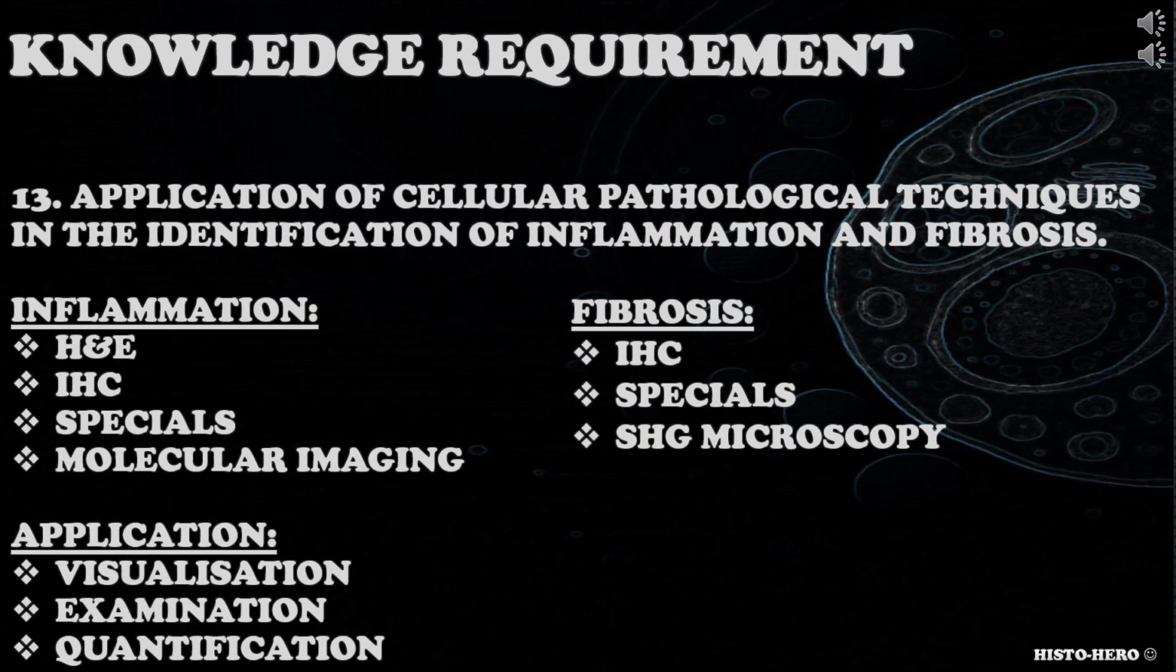The 13th knowledge requirement is application of cellular pathological techniques in the identification of inflammation and fibrosis. Candidate needs to have the knowledge and understanding about techniques to identify inflammation and fibrosis. You could ask the candidate to name histological techniques used to identify inflammation and fibrosis in tissue, techniques to examine them, techniques to quantify them.